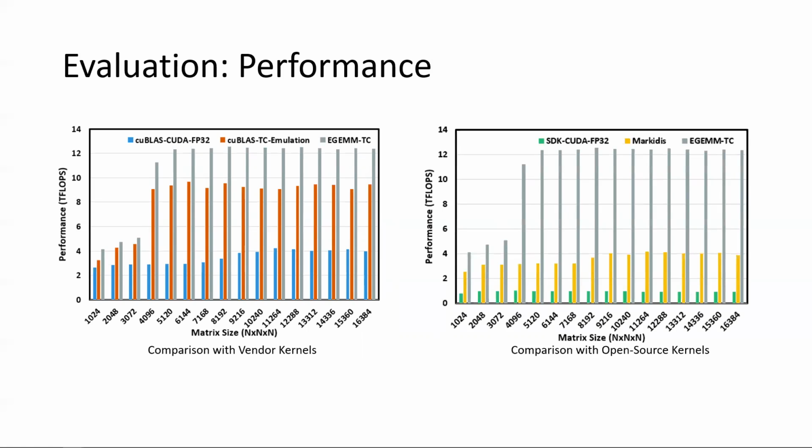We also compare with the open source kernels. Actually, we compare with the CUDA SDK kernel that runs on CUDA cores with single precision. We also compare with the mark-disk method. We see that we can achieve more than 12 times speed up compared with the CUDA SDK code. Also, we achieve around 3 times speed up compared with the mark-disk method.